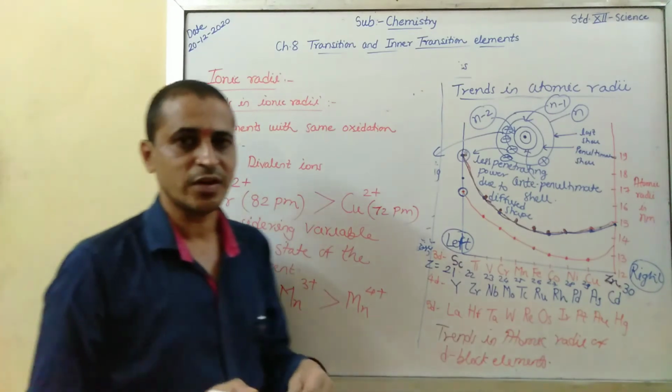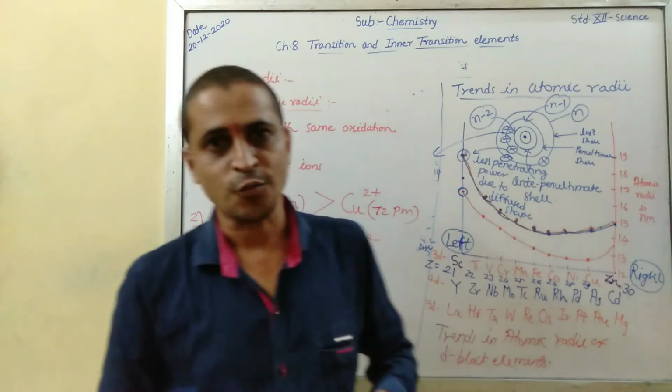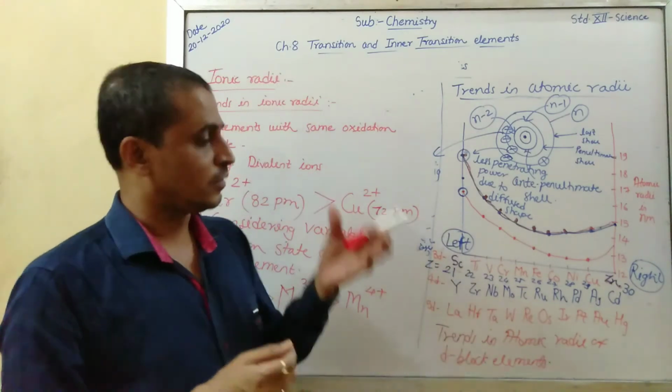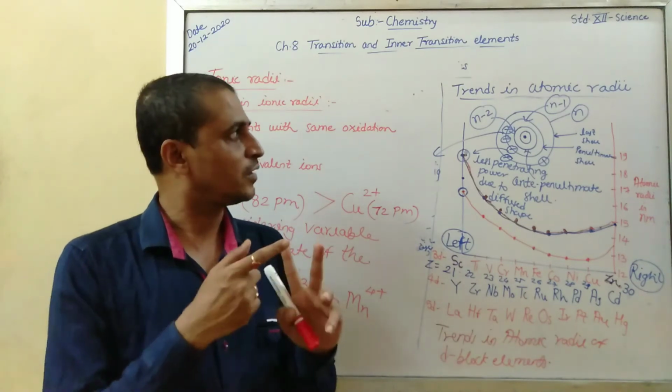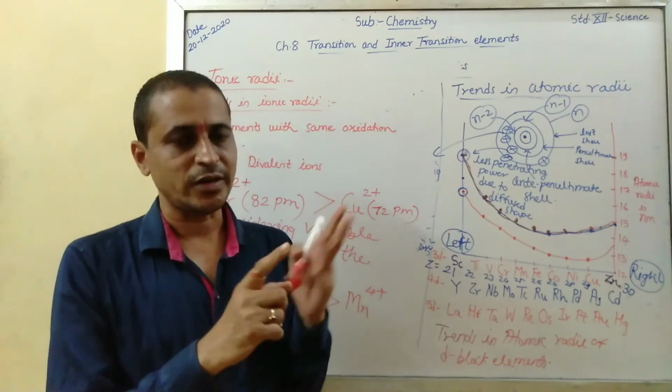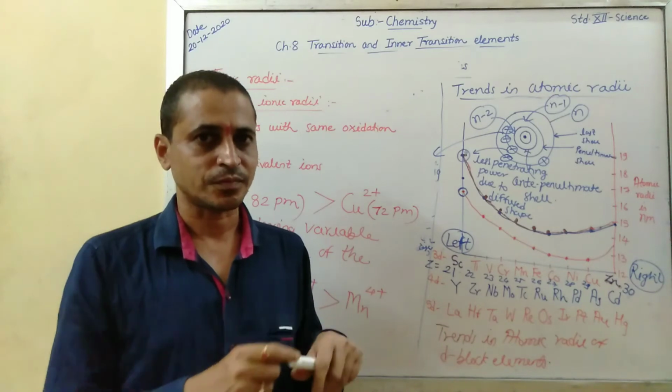So this is about trends in ionic radii. I hope you understood these two properties. First melting point and other general properties, then atomic radii and this ionic radii.